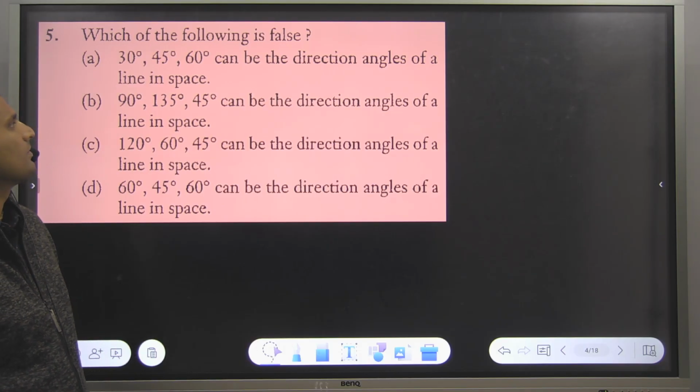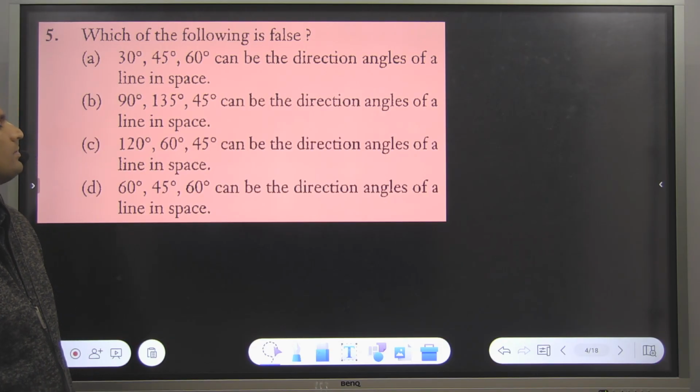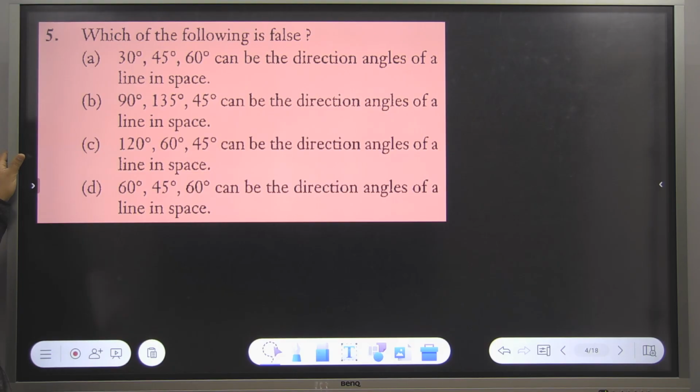A: 30 degree, 45 degree, 60 degree can be direction angles of a line in space. B: 90 degree, 135 degree, 45 degree can be the direction angles of a line in space. C: 120 degree, 60 degree, 45 degree can be direction angles of a line in space. D: 60 degree, 45 degree, 60 degree can be direction angles of a line in space.